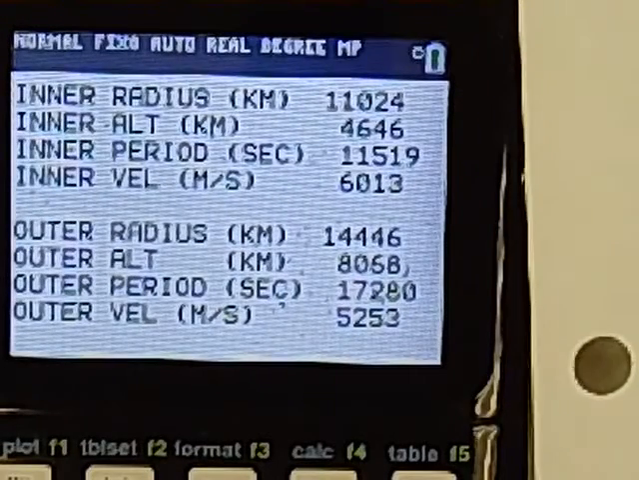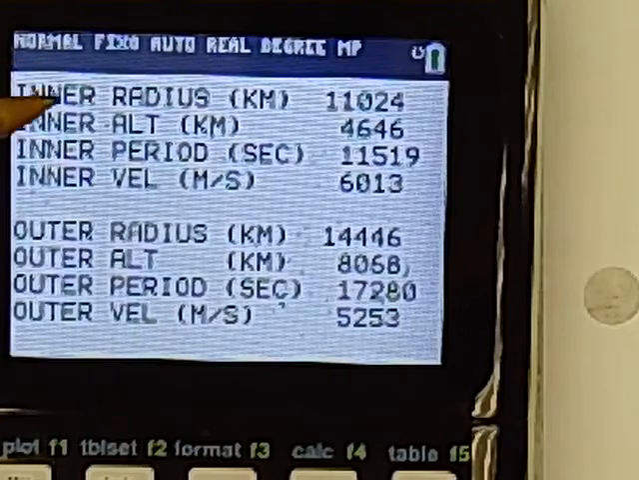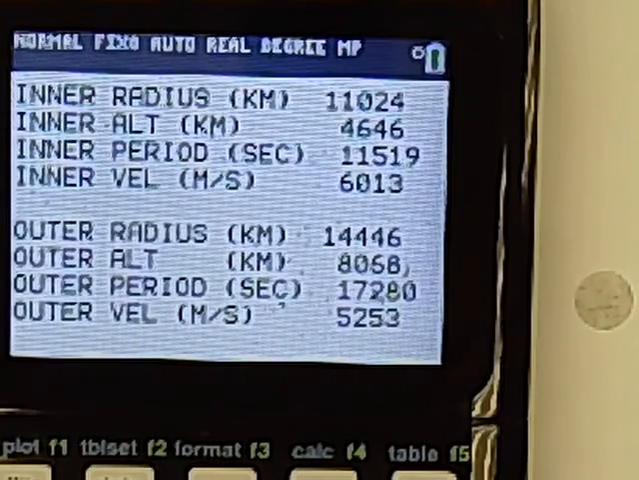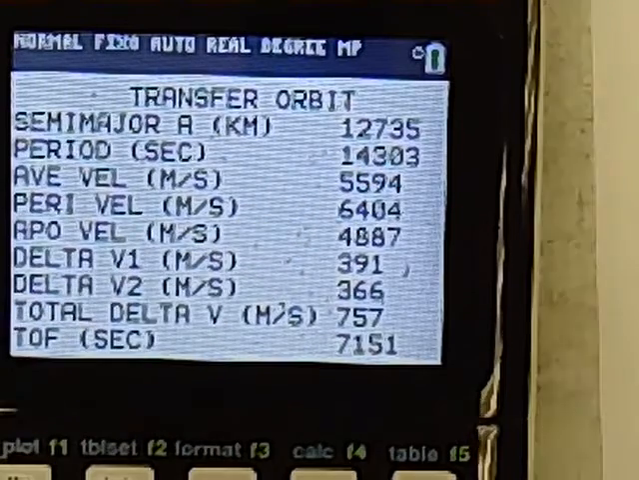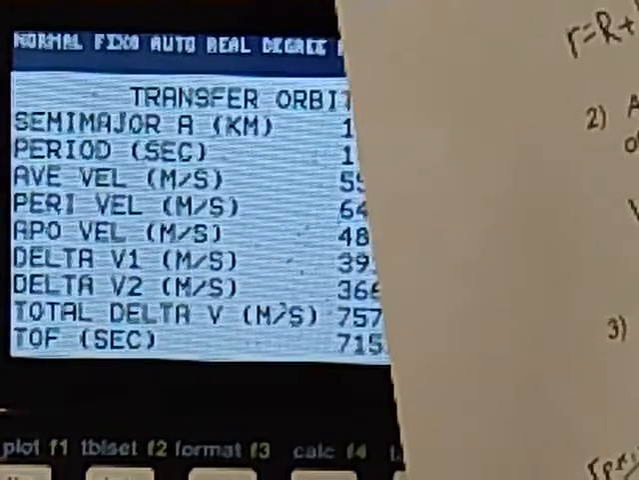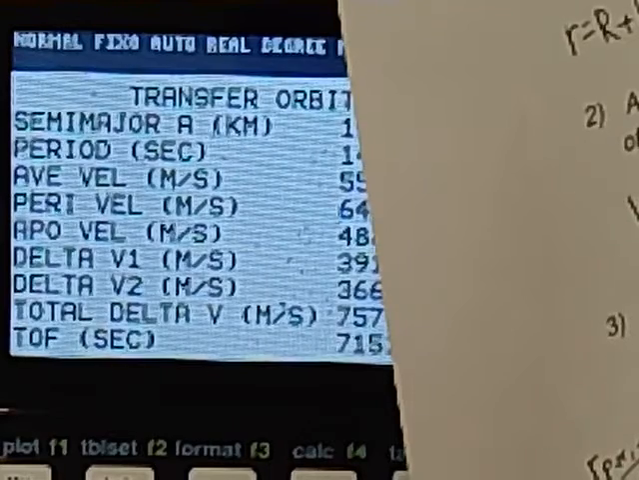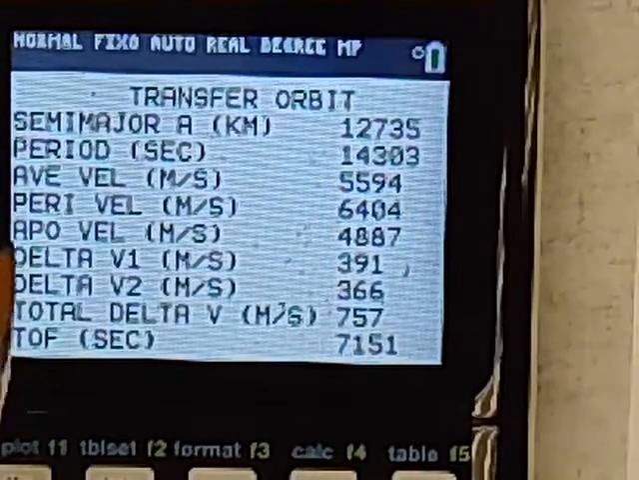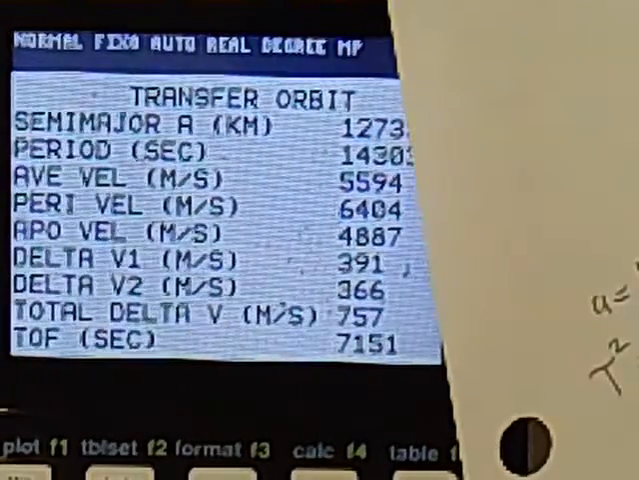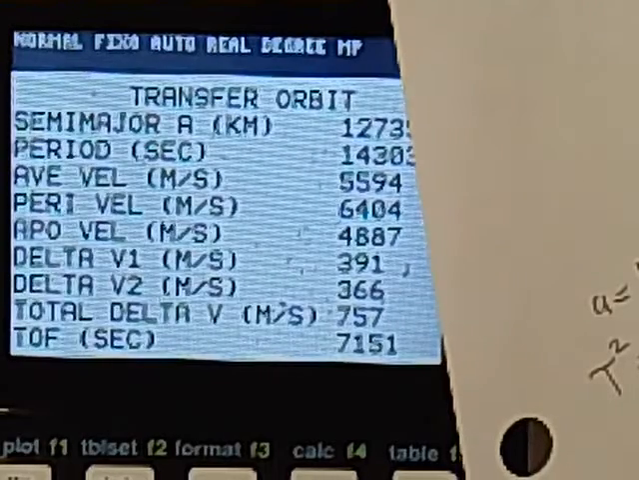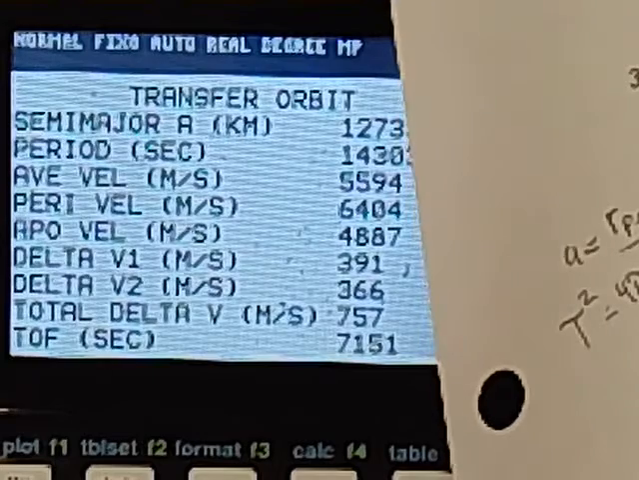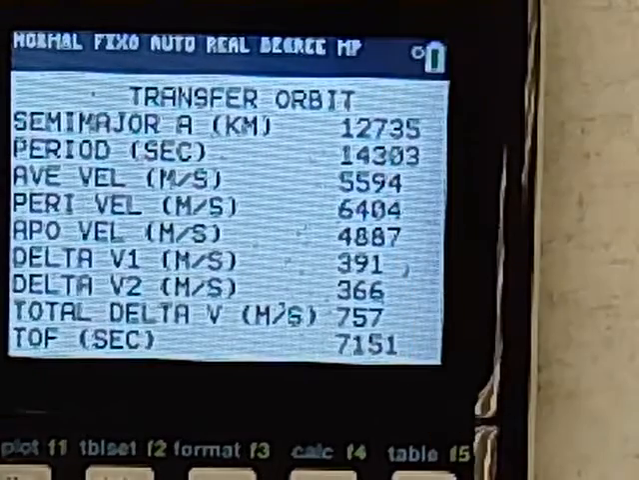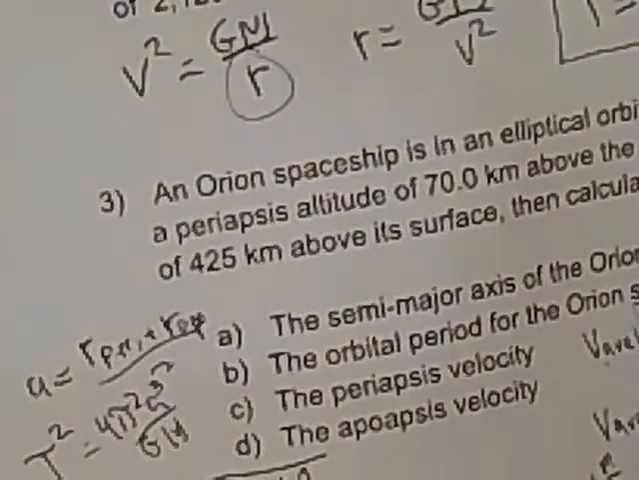For part C, the transfer orbit's average velocity is not being shown yet. Next page. The semi-major axis was 12,735 kilometers. The average velocity is 5,594 meters per second. The periapsis velocity is 6,404 meters per second. The apoapsis velocity is 4,887 meters per second. Delta V1 was 391 meters per second.